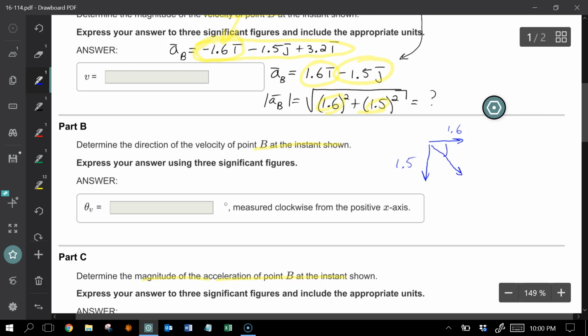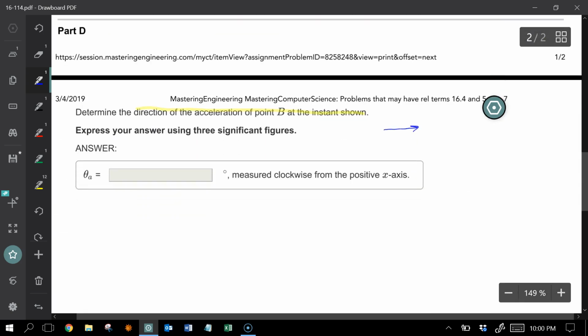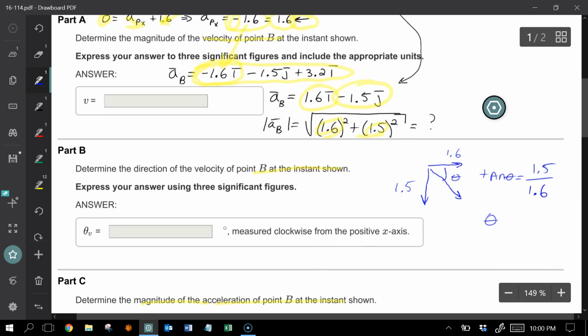So we can get this angle right here, tangent of theta, is equal to the opposite side, 1.5, divided by the adjacent side, 1.6, so you can get the angle theta. And they want it measured from the positive x-axis. So they want this angle here, like that. And so you'll just take, you get this one, whatever that number is, you take 360 minus the angle theta, bang, you get the value of the angle in degrees on the positive x-axis. Okay, that'll do that.